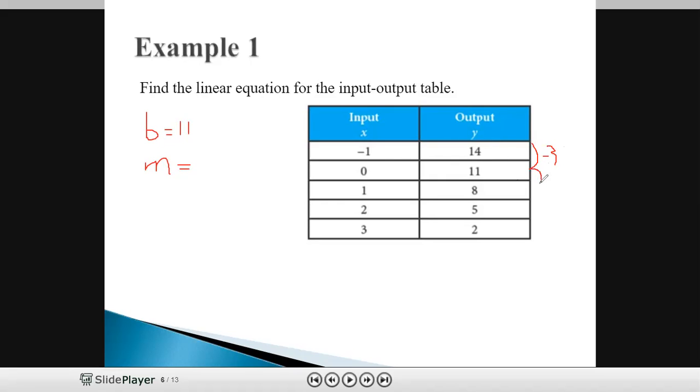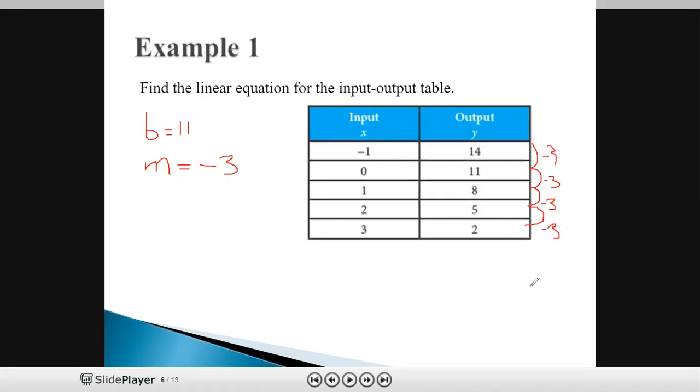Look at 11 and 8. What happened? The difference is also a decrease of 3. Yes, also decreased 3. Continue with me, please. So this one decreased 3, so it's minus 3. And this one is minus 3, which means I can go directly and write that m should equal negative 3.